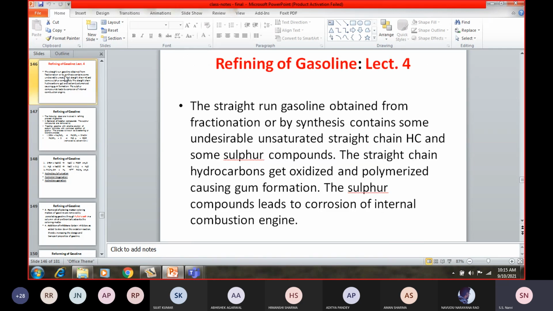Then comes the refining of gasoline. The gasoline is refined first, and then certain additives are added in order to improve the combustion characteristics or octane rating. You see, in the refining process, the first thing is that you have to remove the sulfur. Sulfur is a very unwanted element in the fuel.